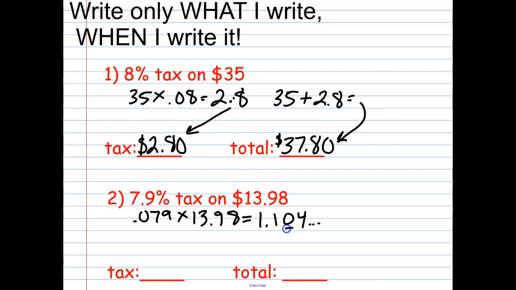We're going to round to the nearest cent, which is right there. We look next door, 4 or less, let it rest. So that means our tax on this item is going to be $1.10. Show that it goes there.